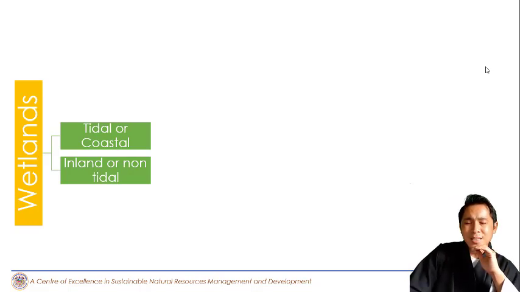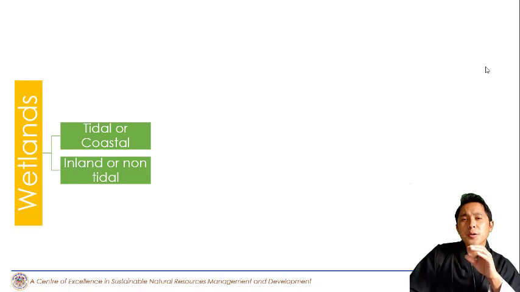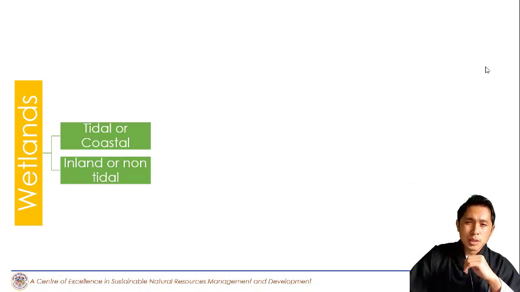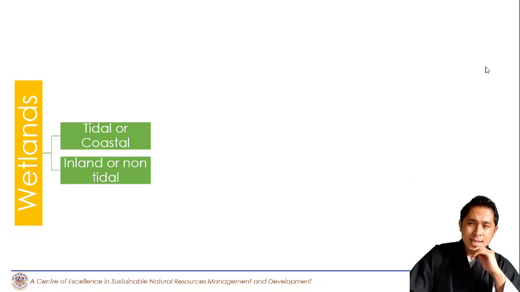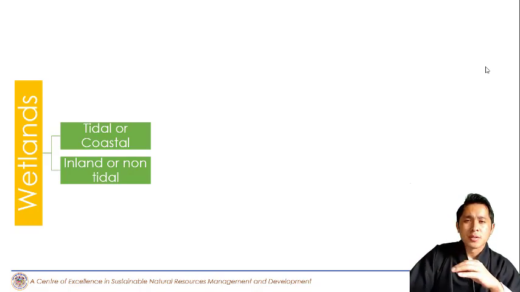One is called inland or non-tidal wetland. In tidal or coastal wetland, basically we're going to see the transitional area between ocean and land. The kind of wetland that exists through tidal or coastal is quite saline in nature, and you won't find most of the plants thriving there because of the saline nature of the soil.